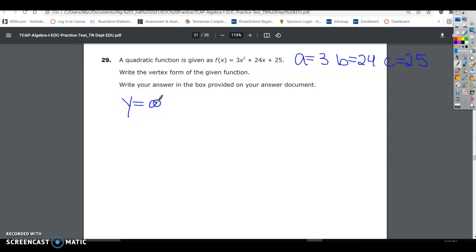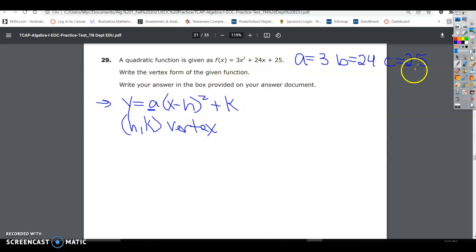Y equals A times x minus h squared plus k. We know this is vertex form because we have a quadratic equation, and when we write it in vertex form, h and k is the vertex. So h and k will be the vertex. All right, so this is what we need. We have A. What we need is h and k.